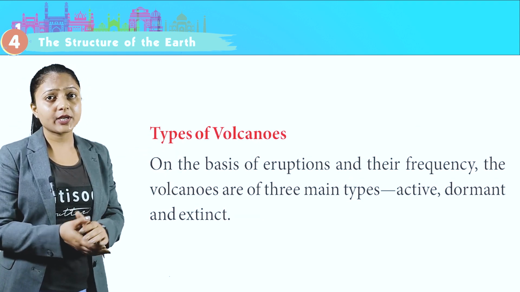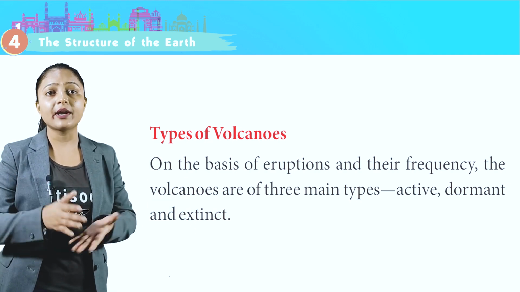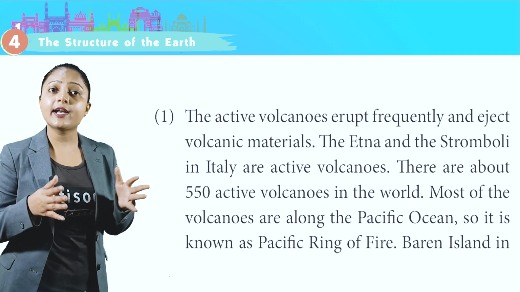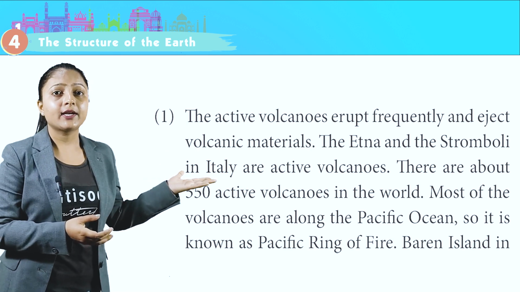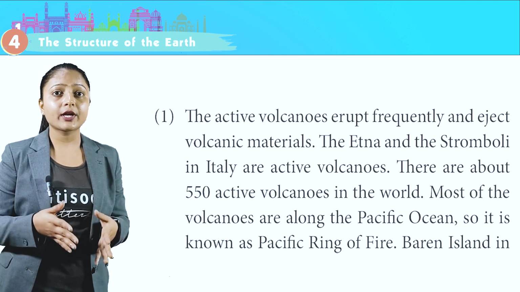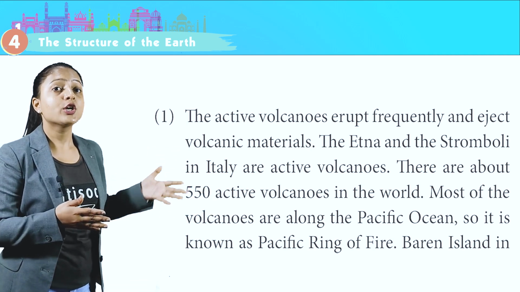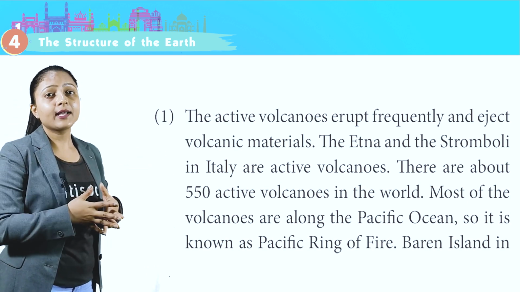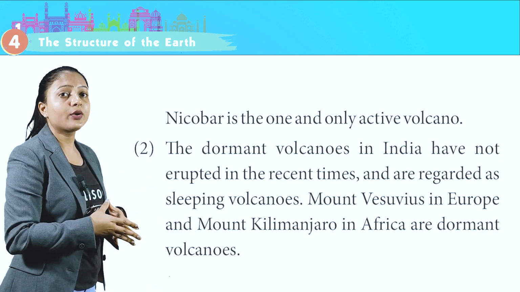Types of volcanoes. On the basis of eruption and their frequency, the volcanoes are of 3 main types: active, dormant and extinct. First, the active volcanoes erupt frequently and eject volcanic material. Etna and Stromboli in Italy are active volcanoes. There are about 550 active volcanoes in the world. Most of the volcanoes are along the Pacific Ocean, so it is known as the Pacific Ring of Fire. Barren Island in Nicobar is the one and only active volcano in India.